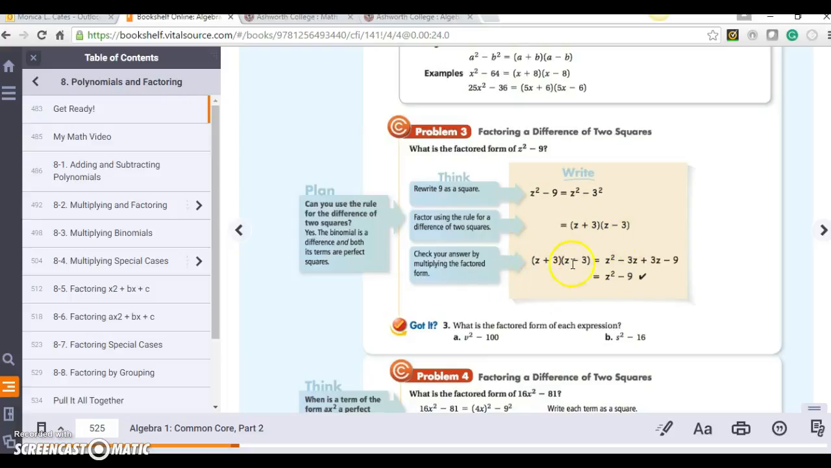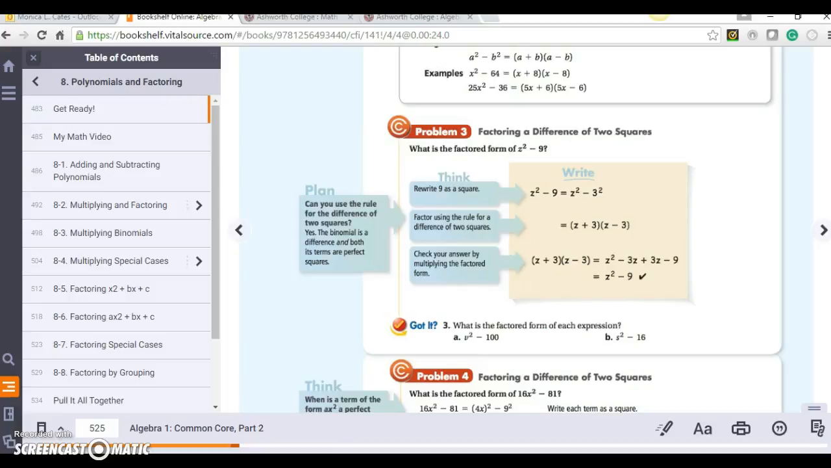So we know z times z equals z squared. And I know minus 3 times z gives me minus 3z. And then 3 times z gives me 3z. And 3 times minus 3 gives me minus 9. My minus 3z and my plus 3z cancel out. I'm left with z squared minus 9. And so there's a check of that.